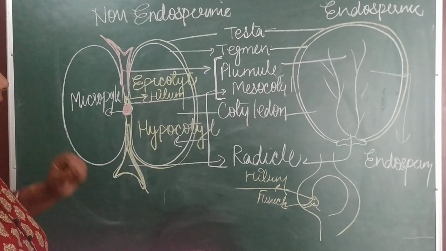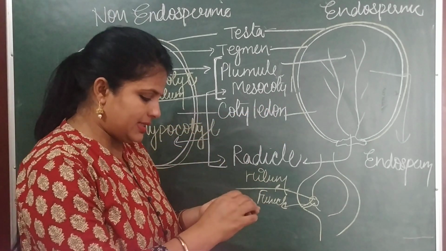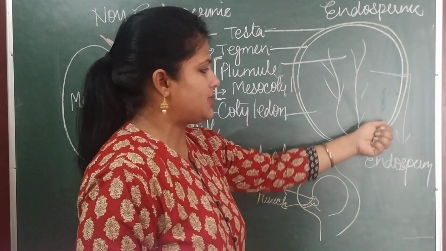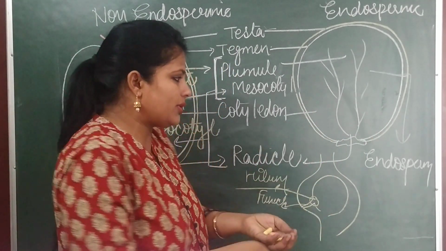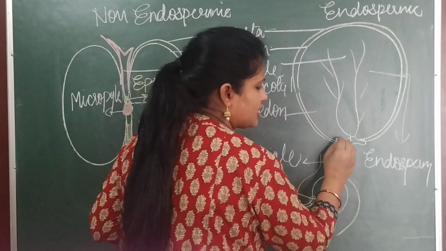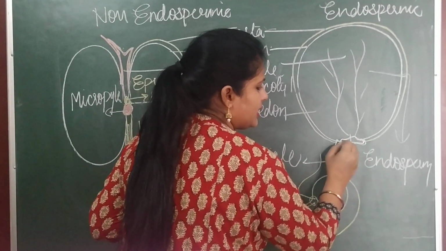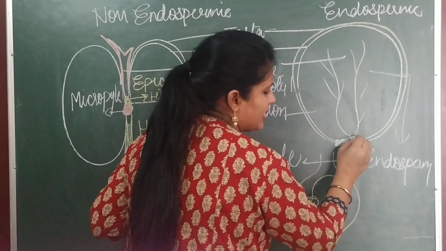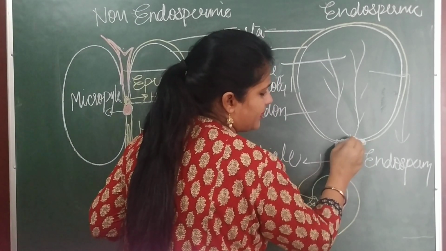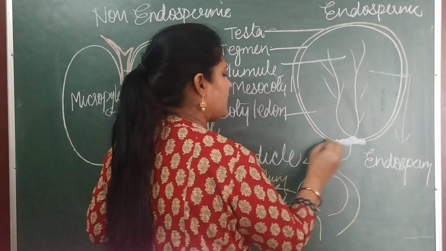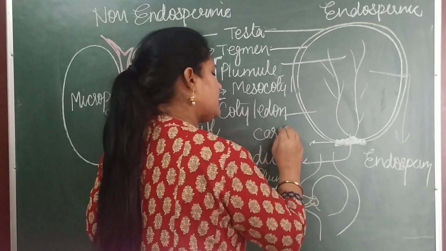Right? And in case of an endospermic seed, these integuments collect at one place and form a small outgrowth. This outgrowth is known as the caruncle. What will we call it? Caruncle.